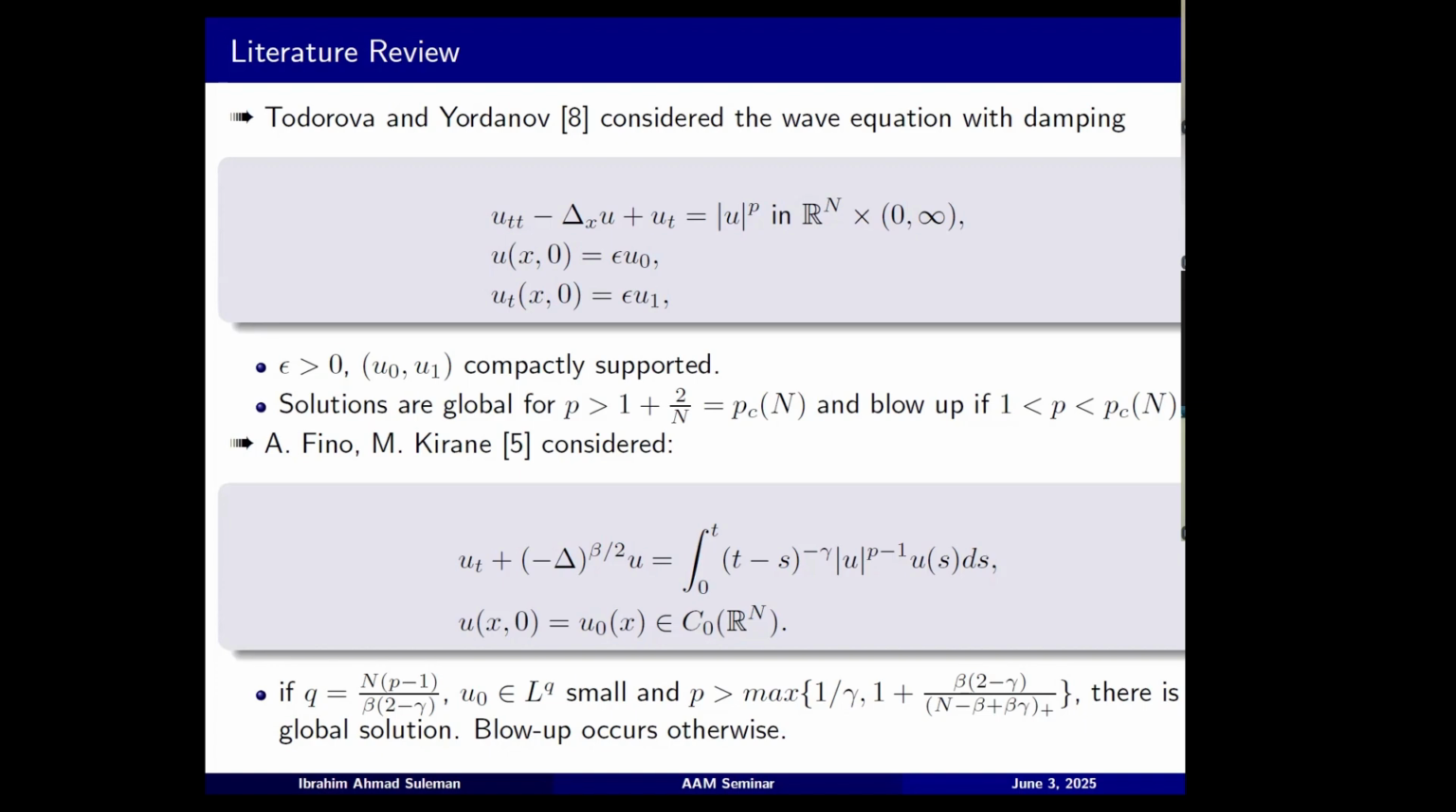Then he showed that solutions are global when the exponent is greater than 1 plus 2 over n, which is usually referred to as the Fujita exponent in the literature. And you have blow-up in the opposite case. Now, I forgot to mention that in both the case of Fujita and Todorova here, the critical exponent belongs to the blow-up regime actually. So when here p is less than or equal to p_c(n), you will have blow-up of solutions.